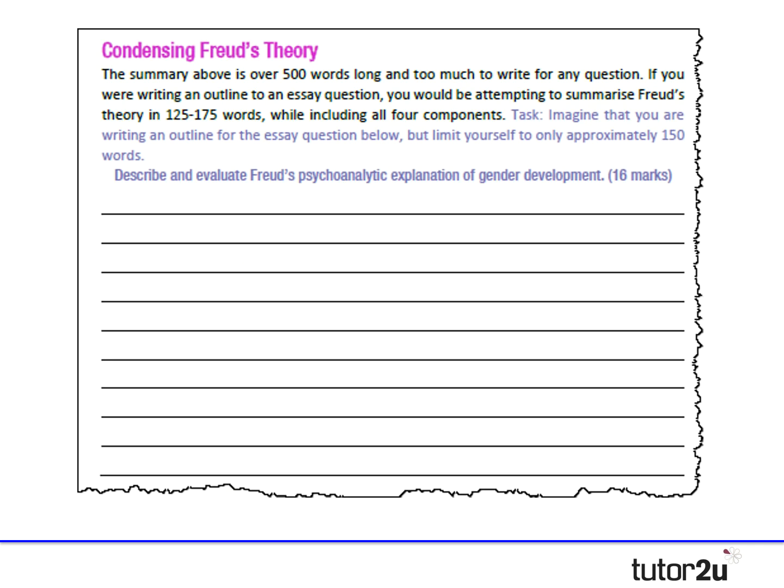The second part of the activity, I would say, is the most important part, because the summary that we've provided you is over 500 words long and is therefore too much to write. That's almost an entire essay, but it's certainly too much to write for just the AO1 section of an answer. So what you want to do is to tell your students, get them to imagine that they're answering this evaluation question, this describe and evaluate Freud's psychoanalytic explanation, and get them to condense down those 4 paragraphs, which are 500 words, to approximately 125, 175 words. Very, very difficult task, but it can be done, and that's the challenge for your students.